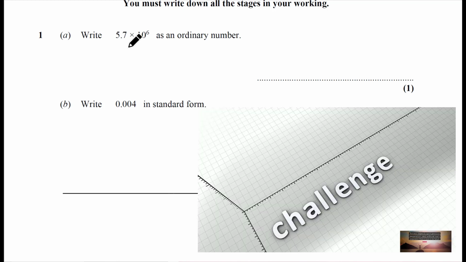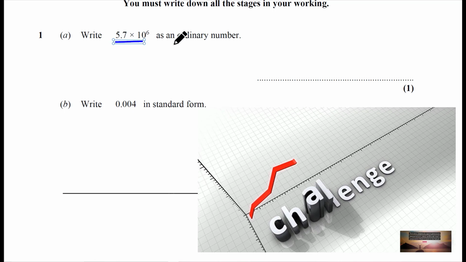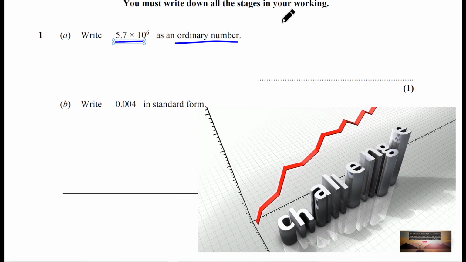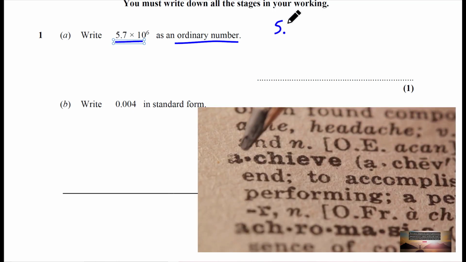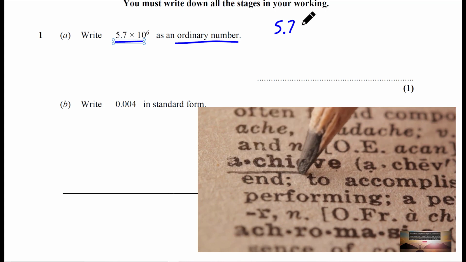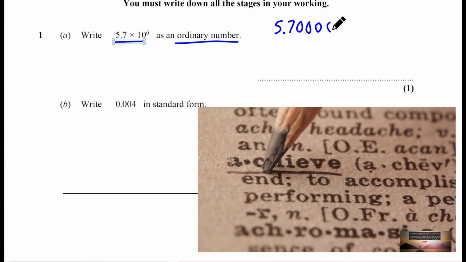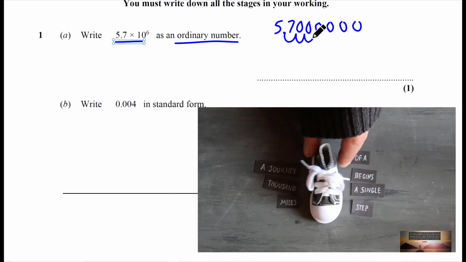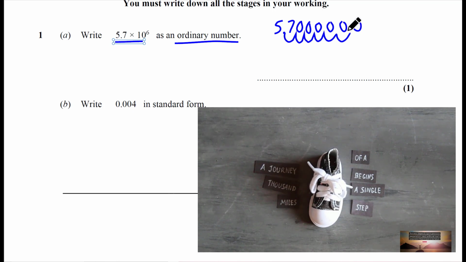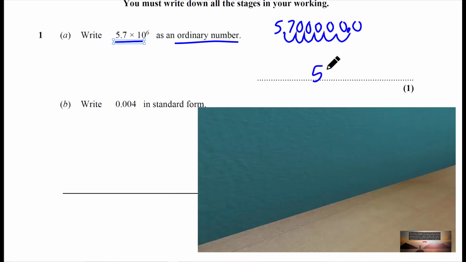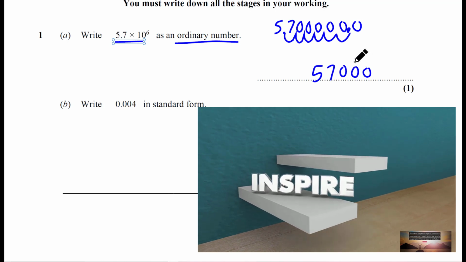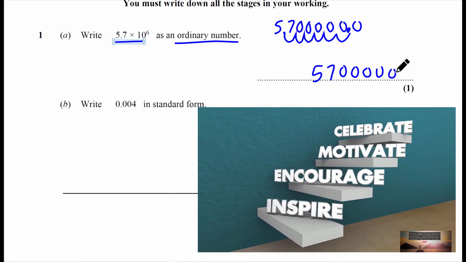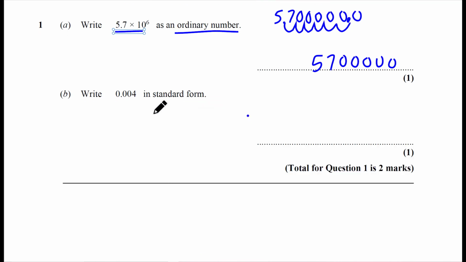Doing this in standard form, but it's asking for an ordinary number. So if we have 5.7, I'm just going to add loads of zeros here, and it's times 10 to the power of 6. That's 1, 2, 3, 4, 5, 6. Decimal point goes here. That's going to have 1, 2, 3, 4, 5, 6, yeah, 5.7 million.